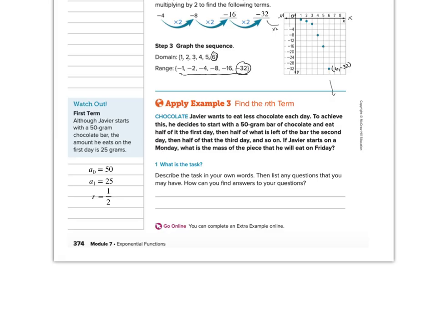So describing the task, I think we have to remember that A0, when we're starting here, is 50. So my actual first term is going to be 25, that first cut in half. Sometimes it's about how we're manipulating the numbers and thinking about it. Some people might say, well, I'm starting with 50. Yes, that's my starting point. And then my first term would be after I eat half of it. Okay, so there you go.